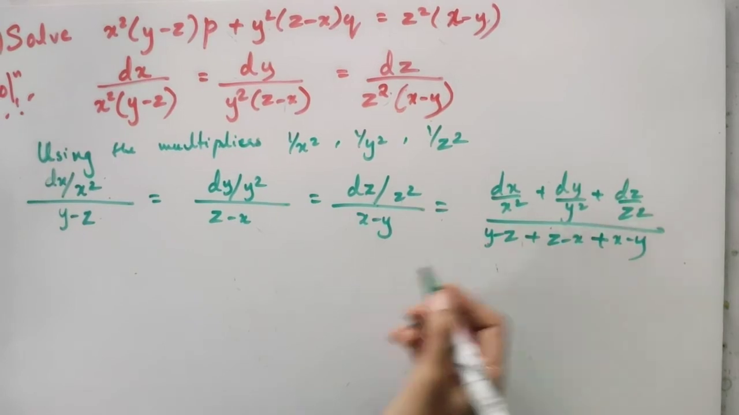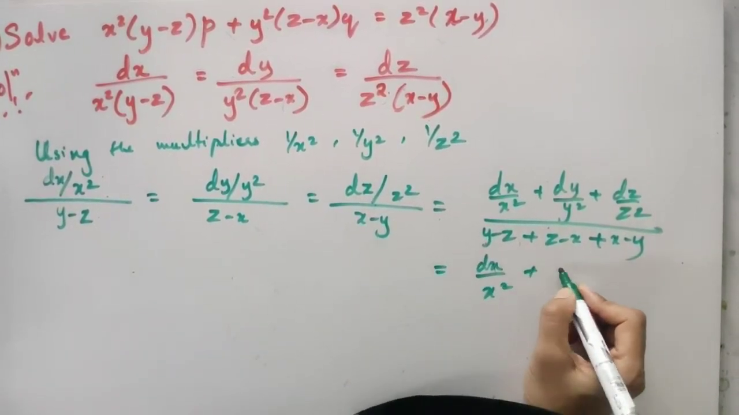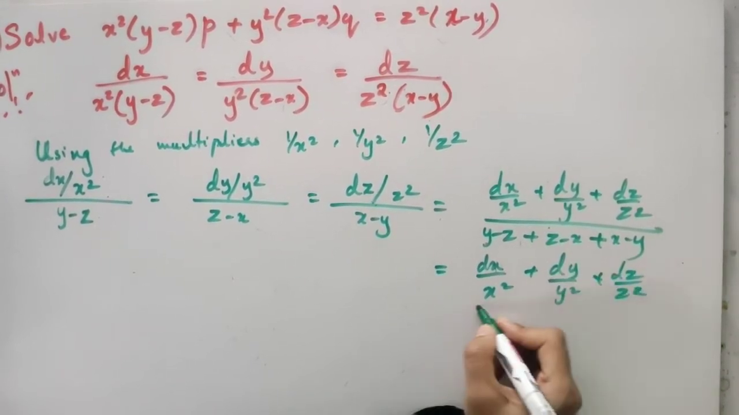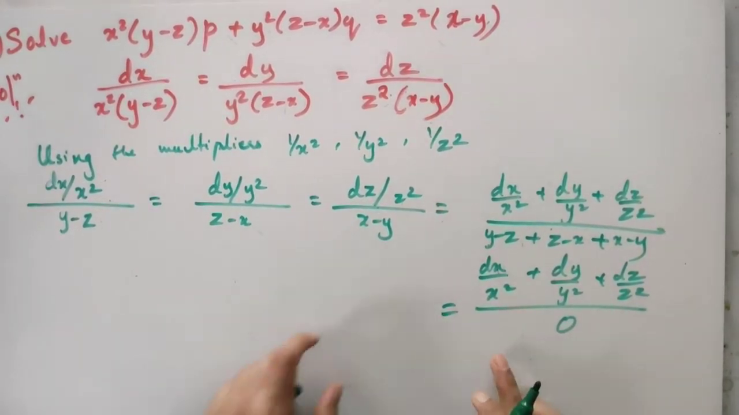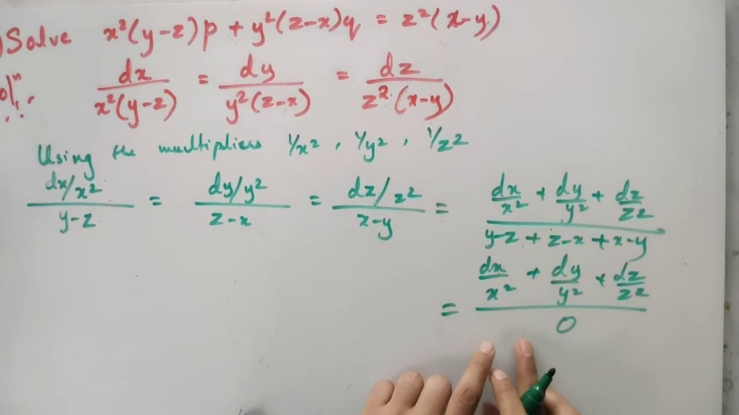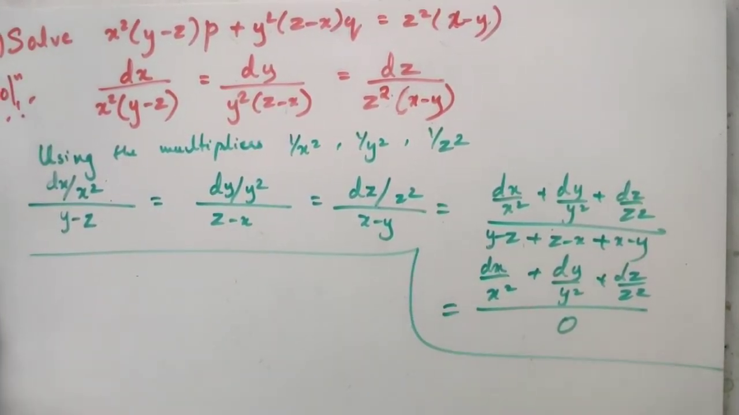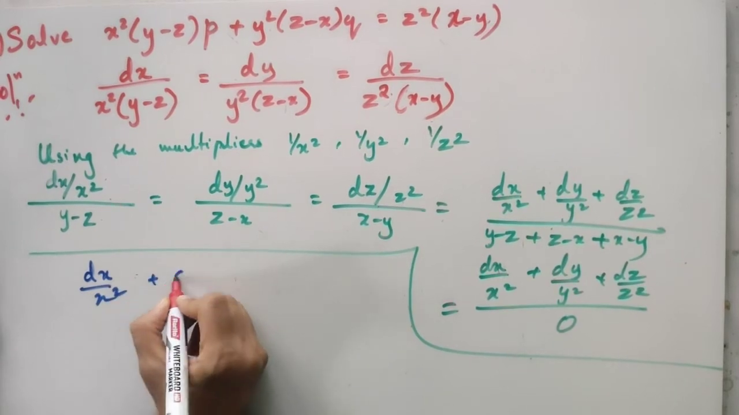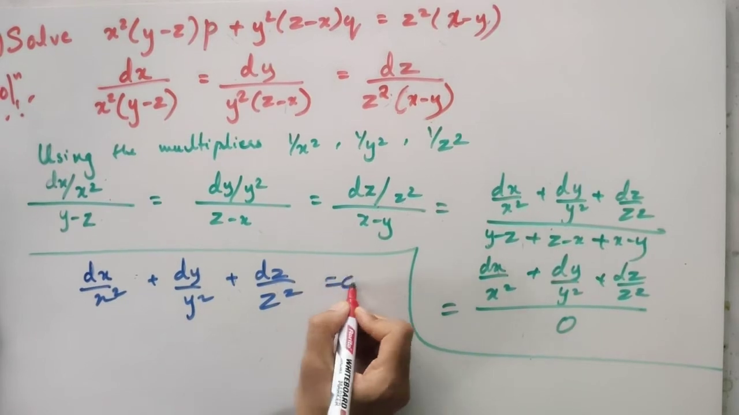So you see it is turning 0, or that is equal to dx by x square plus dy by y square plus dz by z square divided by 0 you will get. You will get it like this. Now if you equate any of these two with this, it will be 0. So it is ultimately saying, we can write that as dx by x square plus dy by y square plus dz by z square is equal to 0.